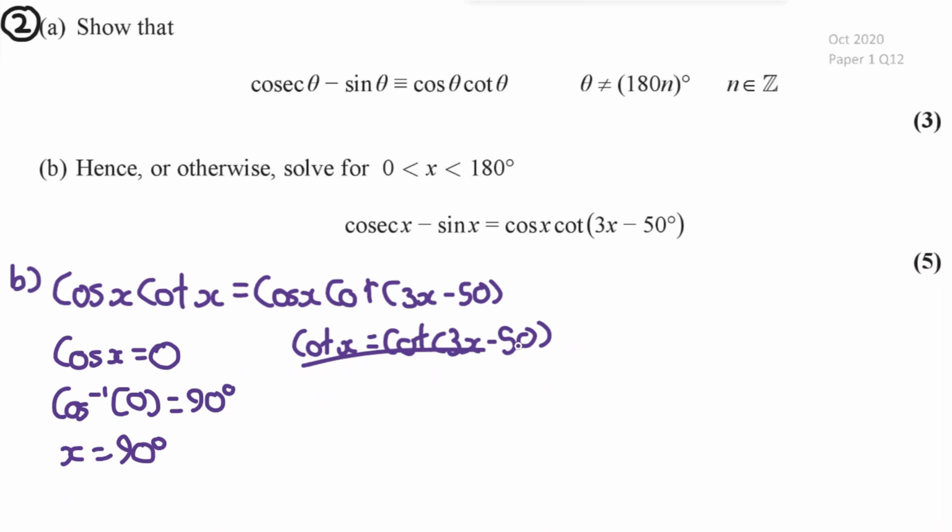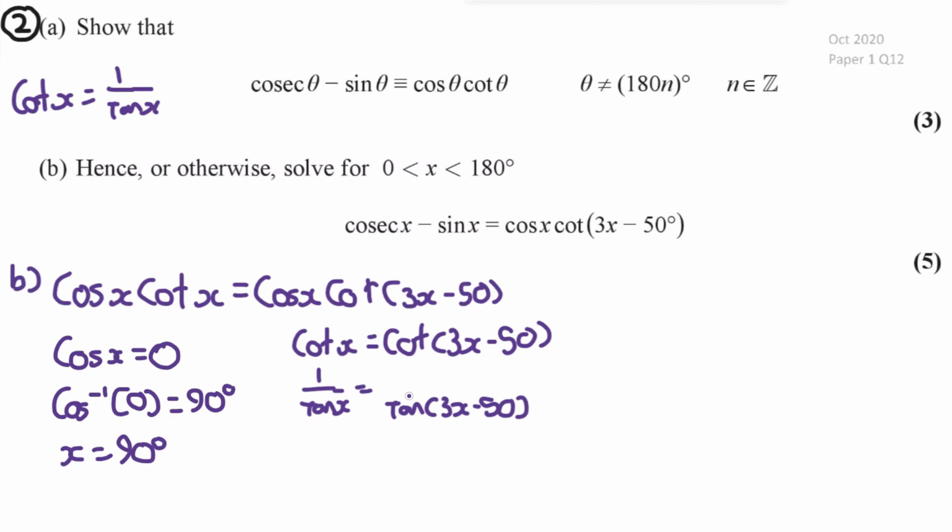Now the mark scheme just directly solves it from this. I'm actually going to say, remember that cot x is equal to 1 over tan of x. We can instead write this as 1 over tan x is equal to tan of 3x minus 50 over 1, like this, and therefore we can get rid of the 1 numerator to just make tan of x is equal to tan of 3x minus 50.